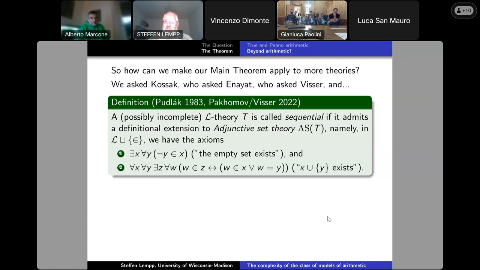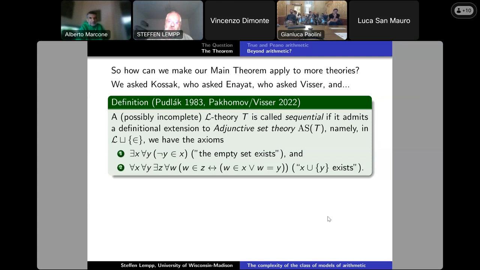So this sounds really, really terrible. I had to really stare at this for a while. Really, all it means is the following. You take the language L, and you add one new symbol, which they call element, and then you add two axioms. You say, first of all, there's an empty set, and secondly, if I have a set X and a singleton set Y, then X union singleton Y exists also as a set. That's all you need.